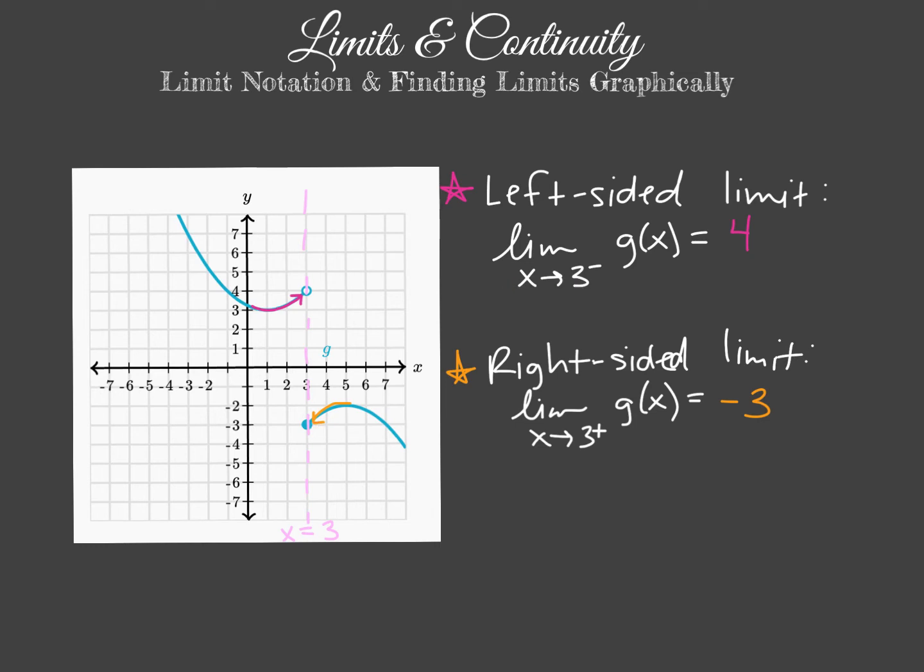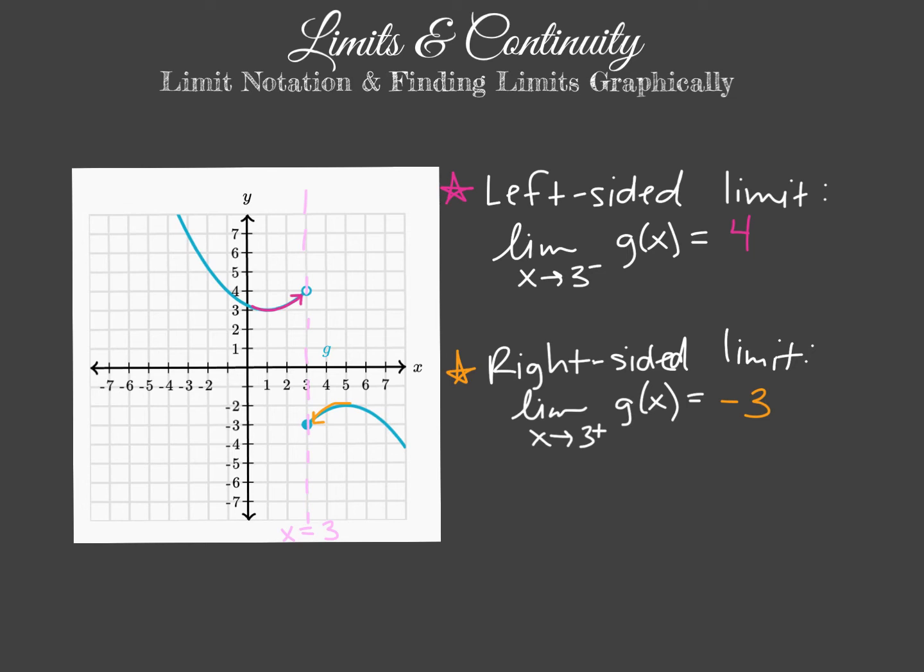As we approach 3 from the left, our function g is getting very, very close to the y value of 4. So again, limits are y values, and it's the y value that our function approaches. Then as we approach 3 from the right, we're approaching the y value of -3. Yes, we actually hit it, but the limit doesn't care if this circle is open or closed. The right-sided limit here is going to be -3 because that's the y value we're approaching down here.